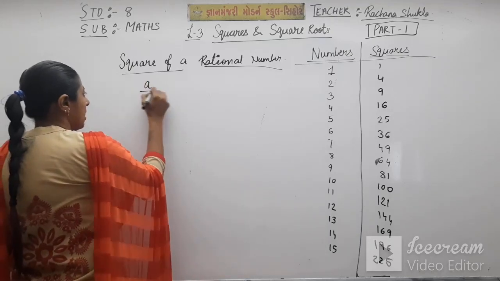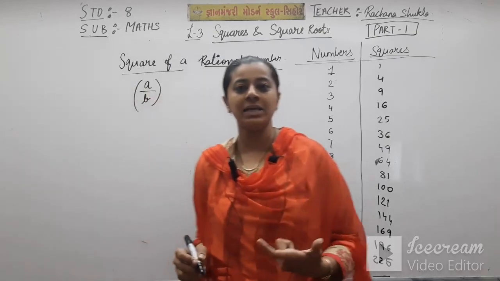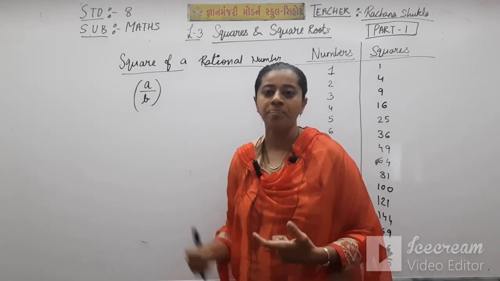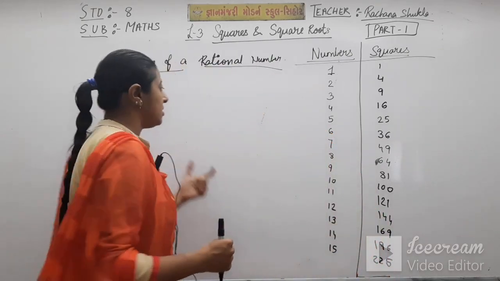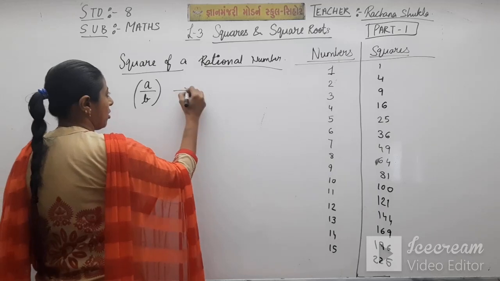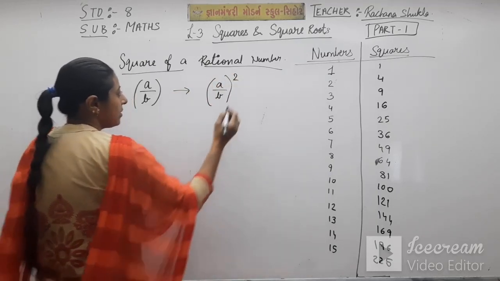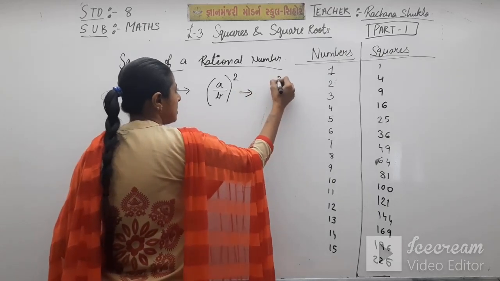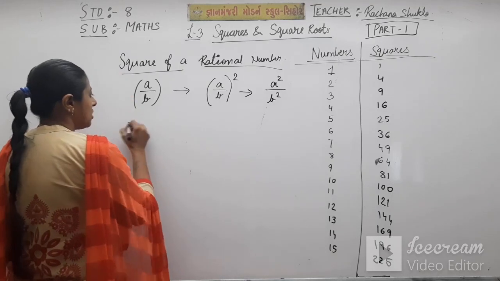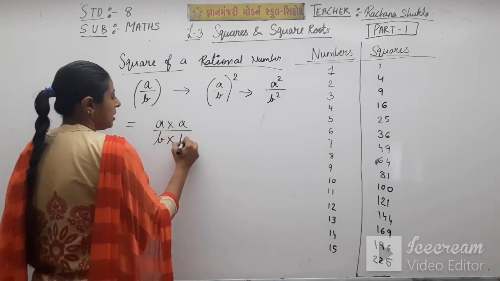Suppose A upon B is a rational number. You have studied what is a rational number. Rational numbers are always in P upon Q form. So here A upon B is a rational number. And if you want to do the square of A upon B whole square, then you will do as A square upon B square, which is equal to A into A upon B into B.